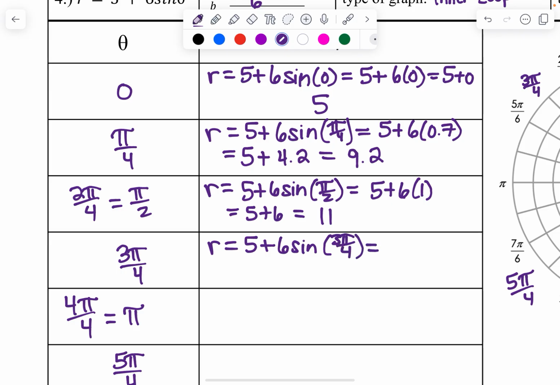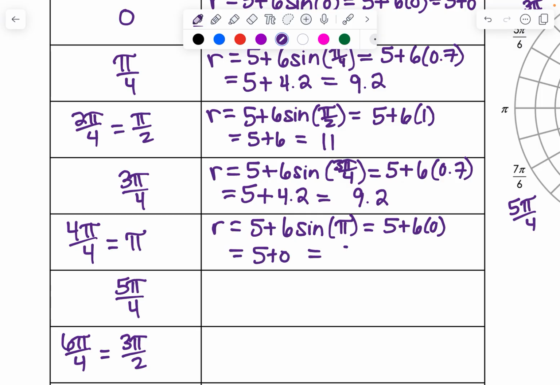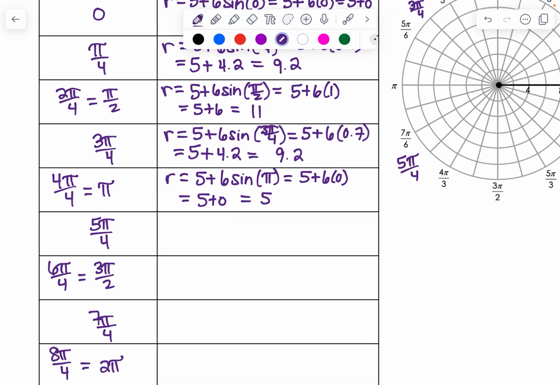All right, if we plug in 3 pi over 4, sine is still positive in quadrant 2, and we will approximate the sine of pi fourths as 0.7. So again, 6 times 7 is 42, with 1 decimal place is 4.2. 5 plus 4.2 gives us 9.2. If we plug in pi, we know the sine of pi is 0 again. So it's really just 5 plus 0, or 5. And so we're seeing that repetition, the pattern in our values here.